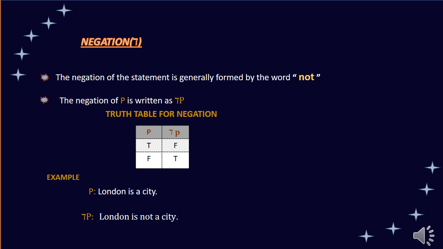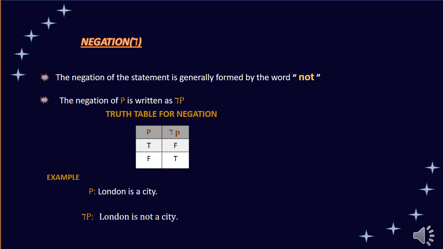Negation. The negation of a statement is generally formed by the word not. The negation of P is written as ¬P. The truth table for P and ¬P: the first column is P, the second column is ¬P. True becomes false, false becomes true.